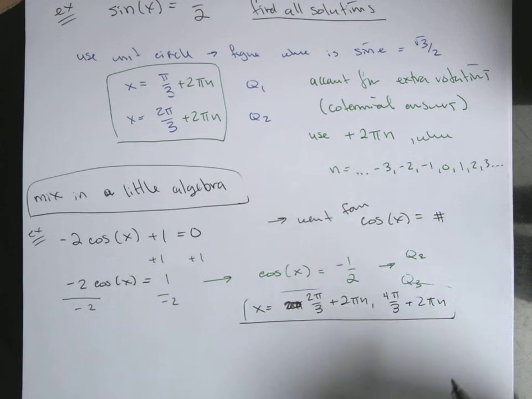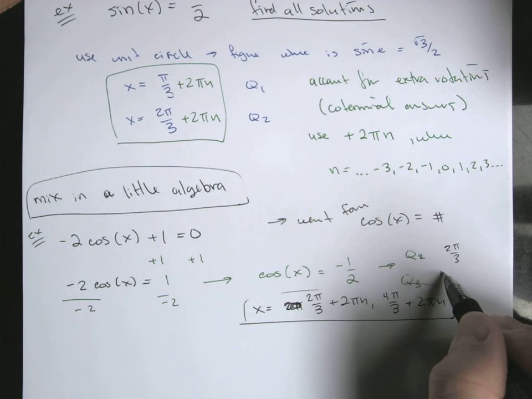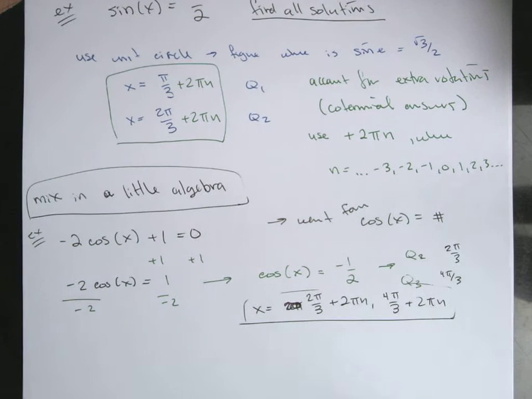So I get a quadrant 2 angle, which was this 2 pi over 3, and a quadrant 3, which was 4 pi over 3. In quadrant 1 and quadrant 4, my cosine is positive, so those aren't going to give me the solutions I'm after. Right? I need essentially one each from those quadrants.